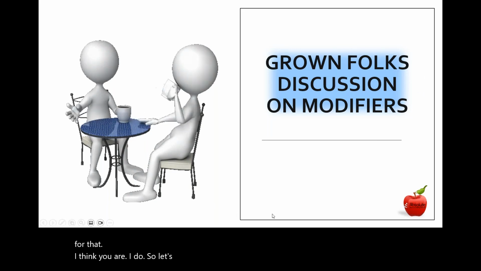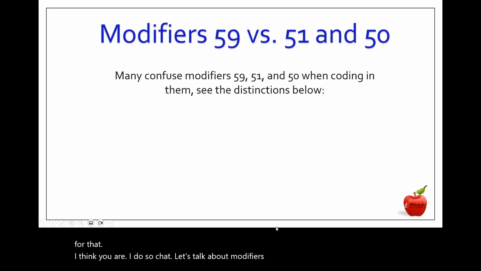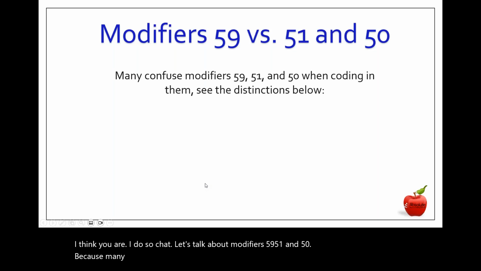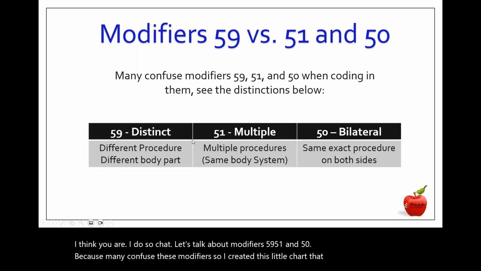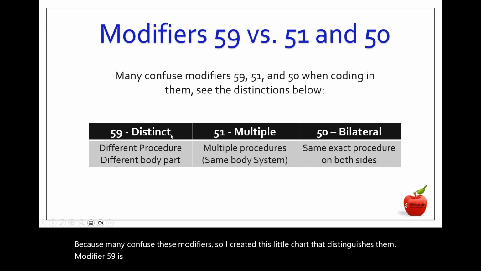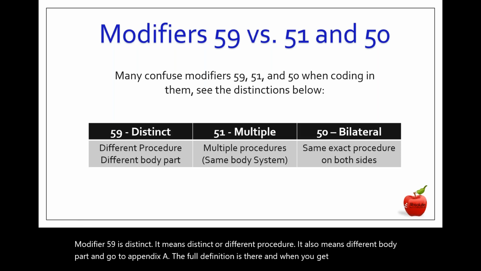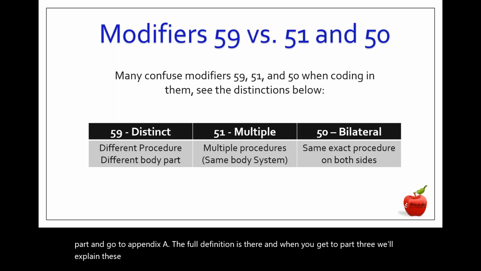So let's chat. Let's talk about modifiers 59, 51, and 50, because many confuse these modifiers. I created this little chart that distinguishes them. Modifier 59 means distinct or different procedure. It also means different body part. Go to Appendix A, the full definition is there. And when you get to Part 3, we'll explain these modifiers even more.